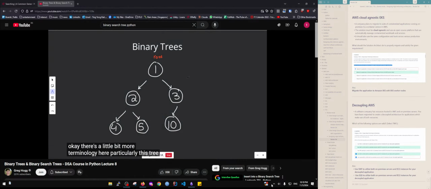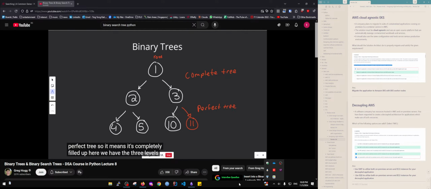Okay, there's a little bit more terminology here. Particularly, this tree is actually a specific type of tree known as a complete tree, or sometimes called a full tree. A complete tree means that this level is fully filled out, so is this one, and this one is mostly filled up from left to right here. So basically we don't have this last piece here. If we did have this last piece, so this is some number here, well then this is what you call a perfect tree.